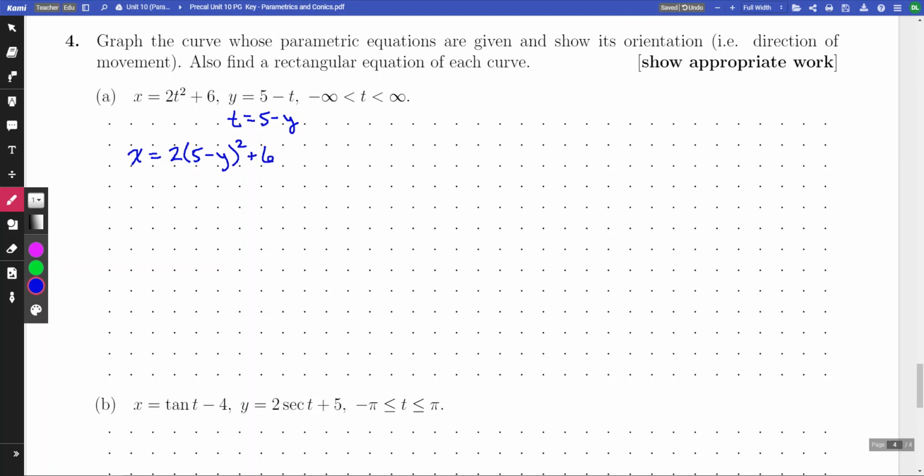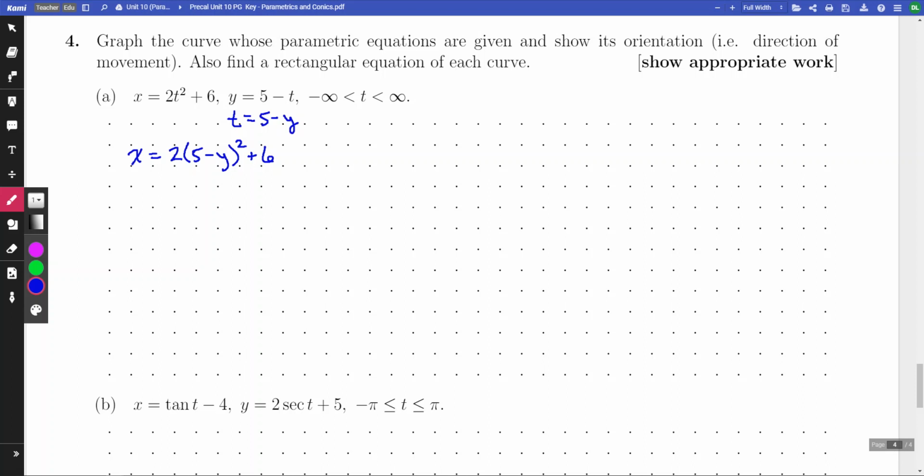Now notice it just says to find a rectangular equation, and that's a satisfactory rectangular equation. It doesn't ask us to do it in standard form. So we're fine knowing that that's going to be the equation of a parabola, and we could determine whether it opens left or right. But we can always also use a table of values to help us with plotting our information.